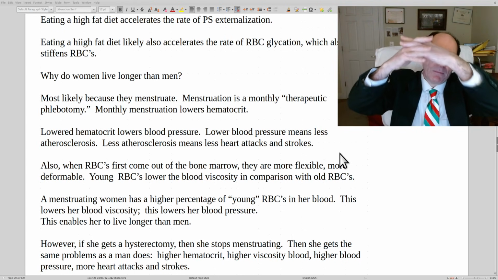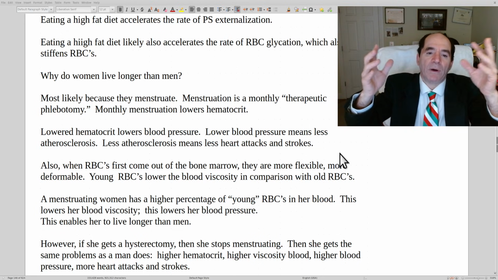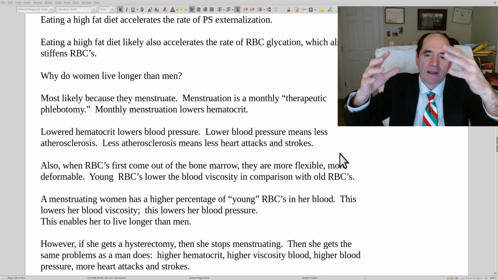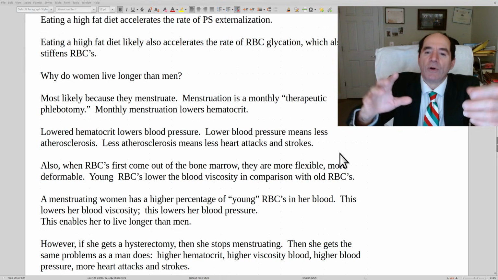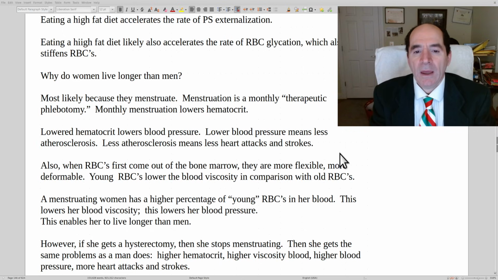Because when they're menstruating, it's basically like a therapeutic phlebotomy every month. I don't know if I remember, I mentioned to you that Dr. Sloop will donate blood periodically to lower his hematocrit.